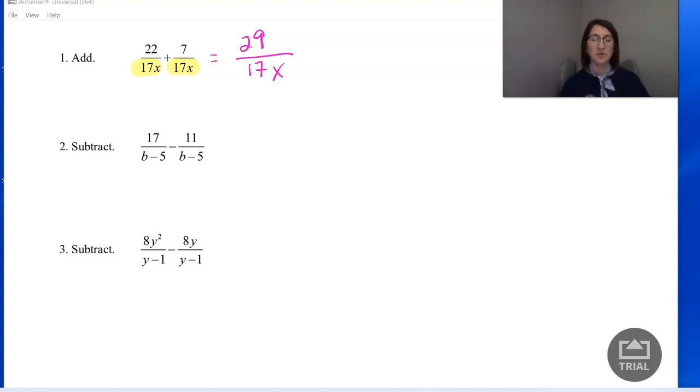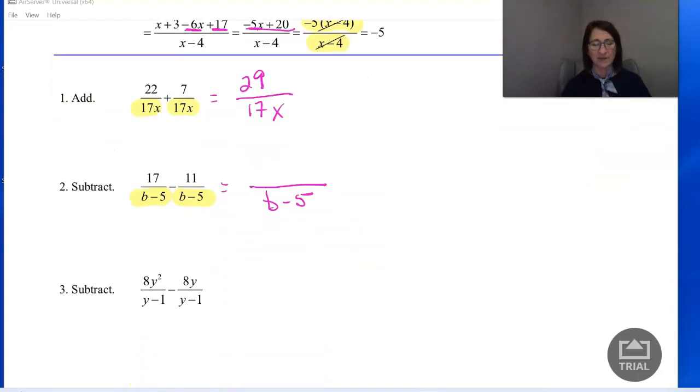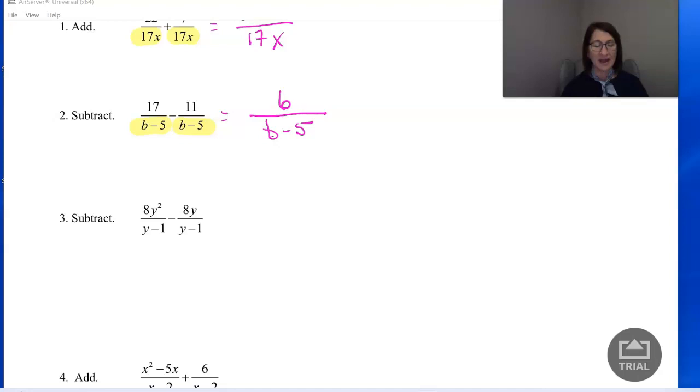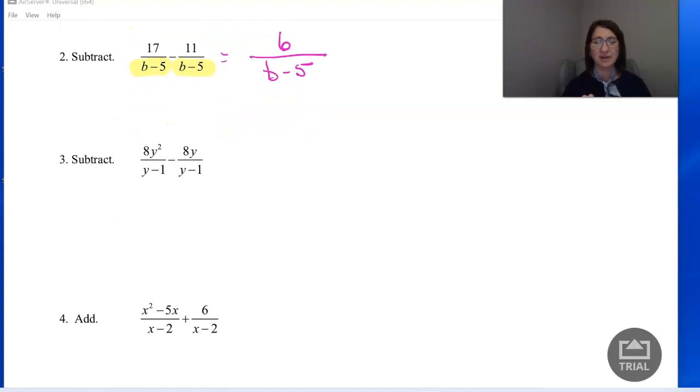All right, let's go ahead. We've got b minus 5. So we bring over the b minus 5. So it's not b minus 5 squared, or 2b minus 10, nothing like that. It's just plain old b minus 5. Now for our numerator, it's going to be 17 minus 11, which is going to give us 6. That one is done.